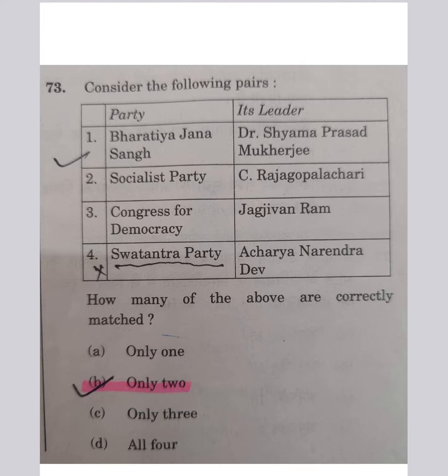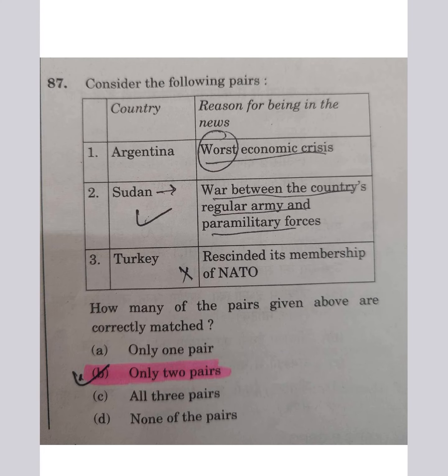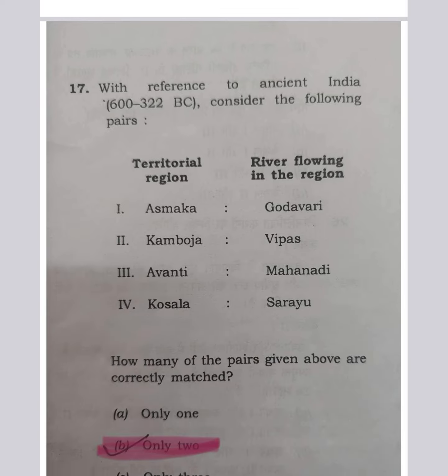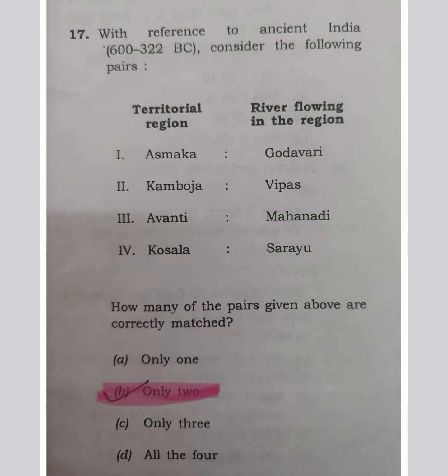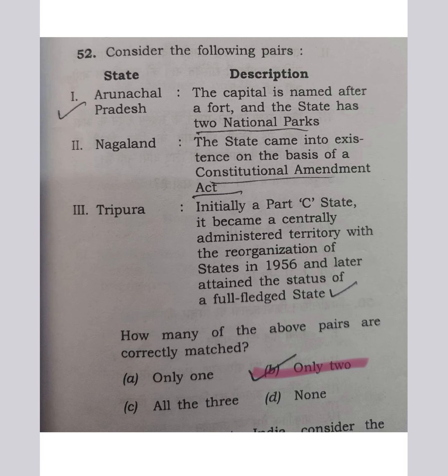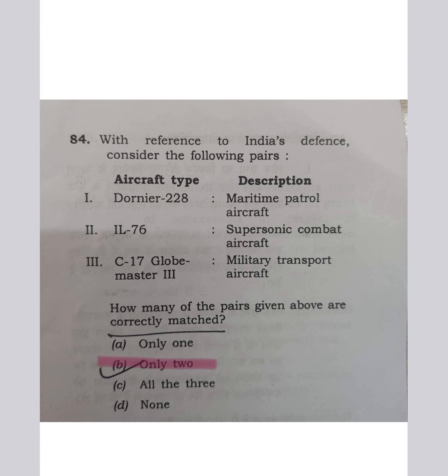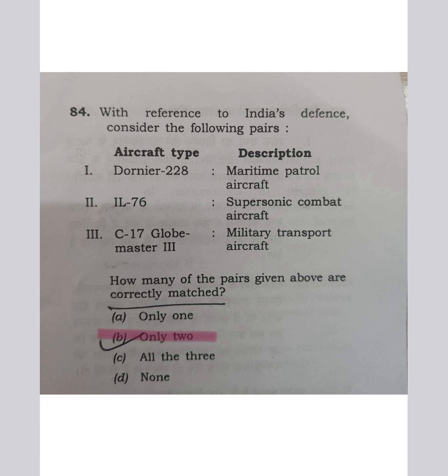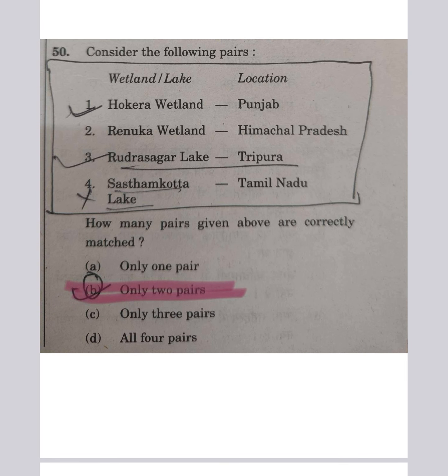So here only 2 pairs are correct. Here also 2 pairs are correct. Here also, this is a 2025 question, only 2 are correct. Here only 2 corrects. Here is only 2 corrects. So it goes like this. There are many questions, you can just go through them.